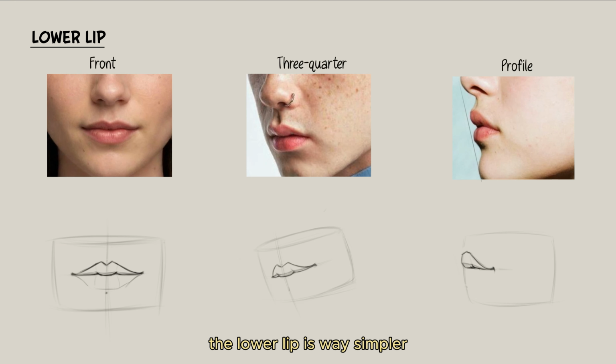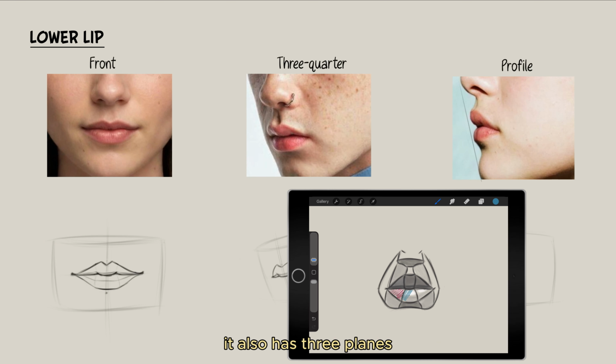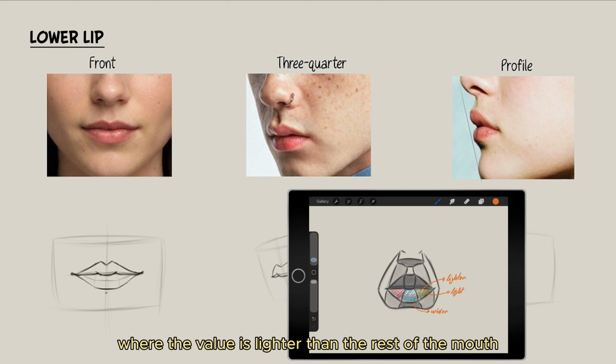The lower lip is way simpler. It has a U shape that traces through the corners of the mouth. It also has 3 planes, and the middle plane is wider than the upper lip's middle plane. The bottom lip faces up and has a light value, especially on its top plane, where the value is lighter than the rest of the mouth.